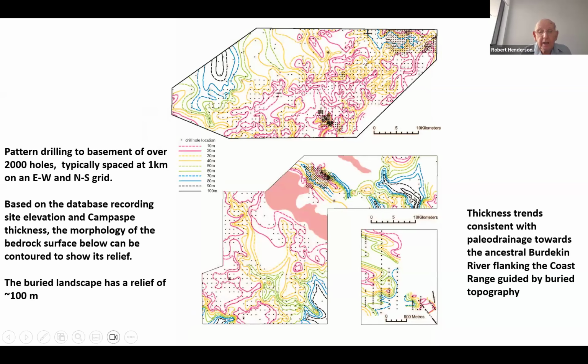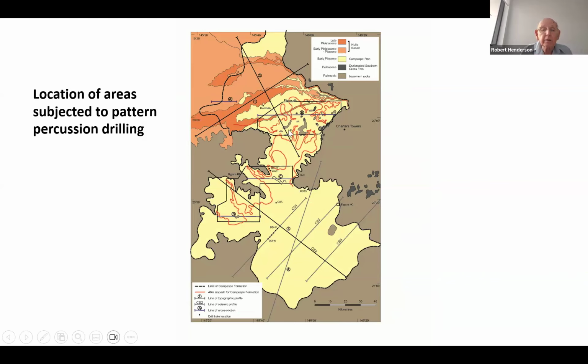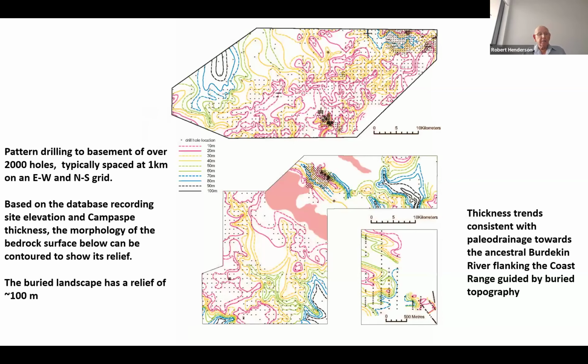Okay, so let me just go back. The rectangular to square areas you can see here are the areas that they percussion drilled, and so the pattern drilling to basement was not 10 or 20 or 50 or 100. It was about 2,000 percussion holes, and they were typically spaced about 1 kilometre, and they're on an east-west and north-south grid.